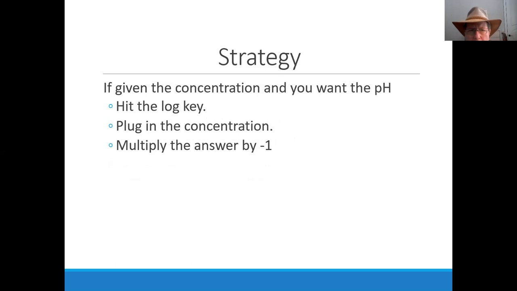On the other hand, if you have the concentration and you want the pH, hit the log key. Type in your concentration. Hit enter. Then you are going to get a negative number. Just make it positive. So hit the log key, plug in the concentration, multiply that number by -1, and you will get the pH.